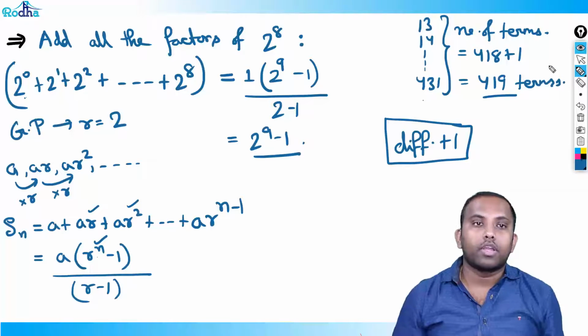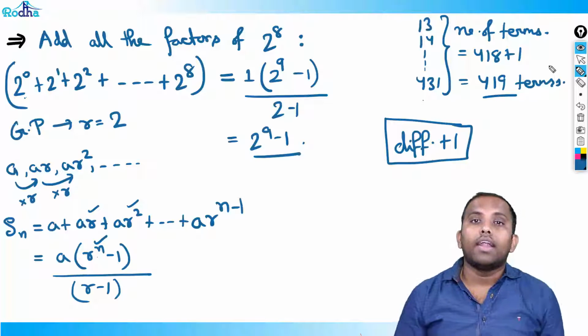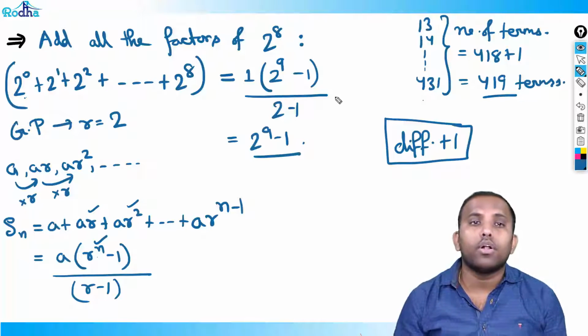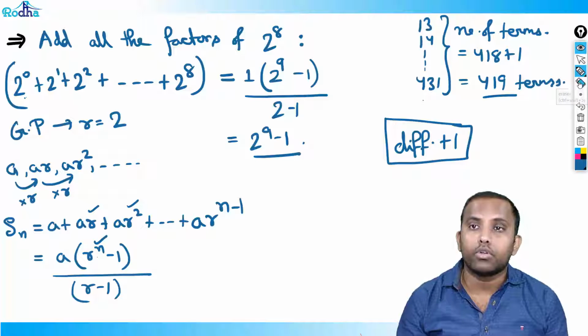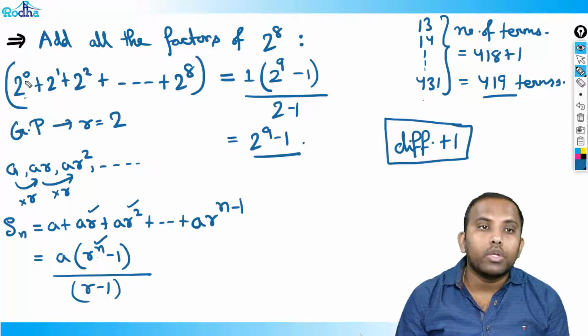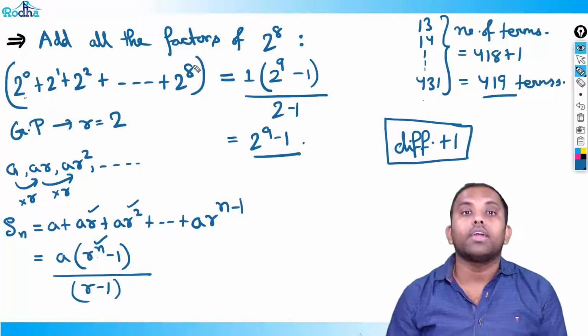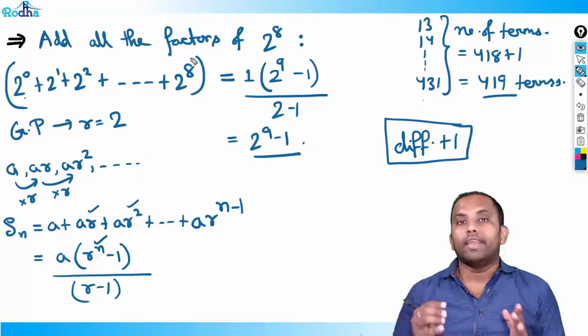I hope it is clear, right? So you can apply the formula of GP whenever you can't calculate manually. And I'll tell you this will be always true for all the powers of 2. Why? Because when adding 2 raised to 0 plus 2 raised to 1 plus 2 squared till 2 raised to 8, what is the last term here?